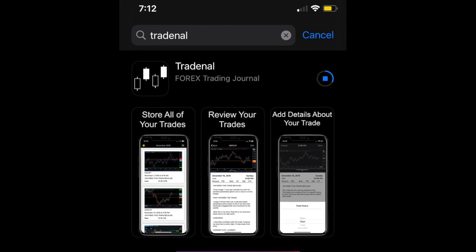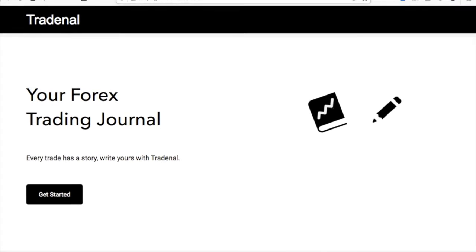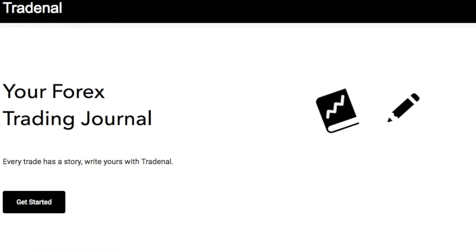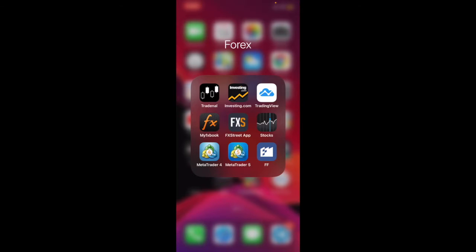Tradenal, you can either use the app or the site on the laptop. I'm going to show you both ways how you can do it, but I personally prefer using it on the phone. I haven't been using it lately, but maybe in the long run I'll start using it.